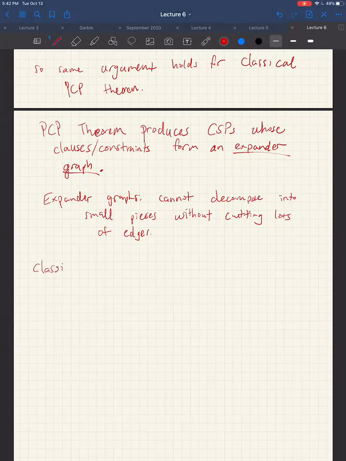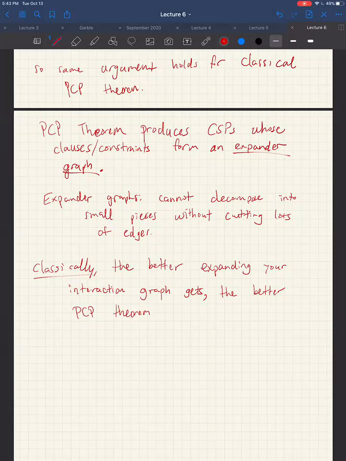So classically, the better expanding your interaction graph gets, meaning the more highly connected it is, the better PCP theorem you can prove. What I mean is that as you increase the expansion properties of your graph, the resulting classical PCP theorem that you get has better and better parameters. It's like a stronger statement. But quantumly, this is not the case.